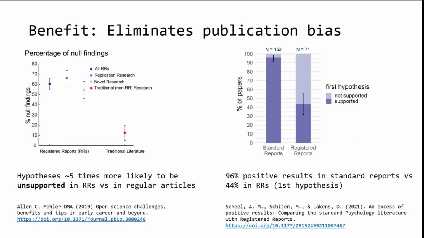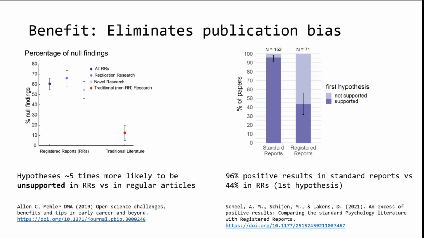So I just wanted to go a little bit more into detail about the benefit of registered reports eliminating publication bias, because this is a really important one. And there is research to show that registered reports are working as intended to do this. And as I said, it's a really important aspect of registered reports because it's something that pre-reg cannot offer. So both of these show the same kind of pattern, and that is that there are very few unsupported hypotheses in standard reports.